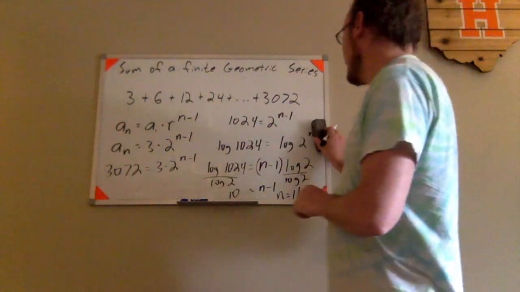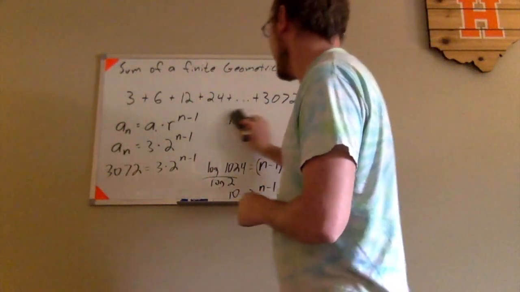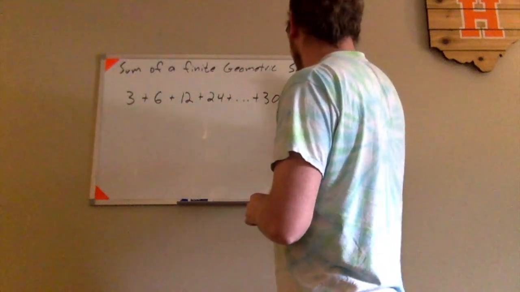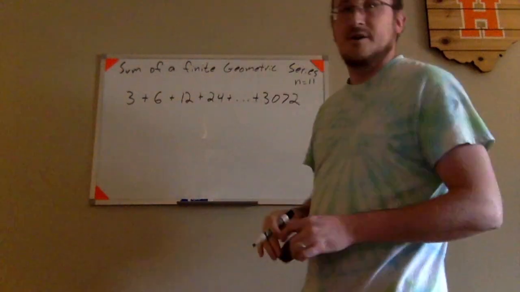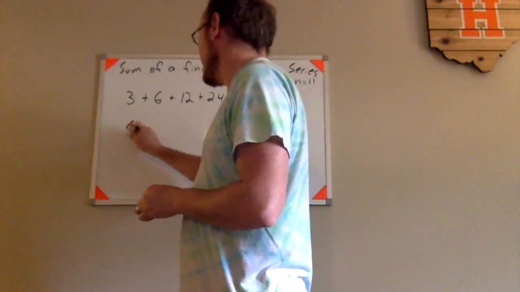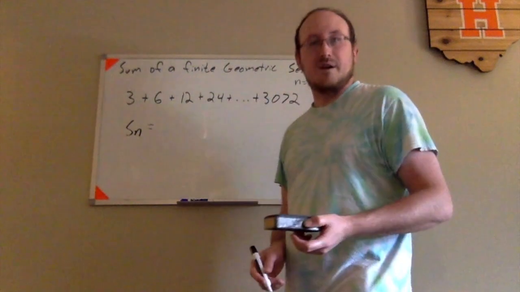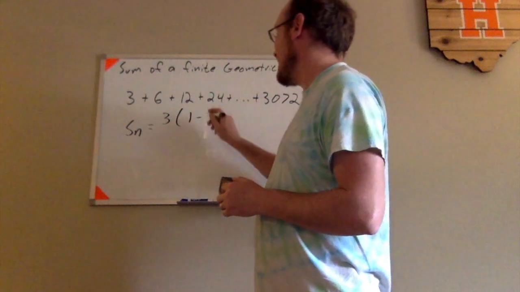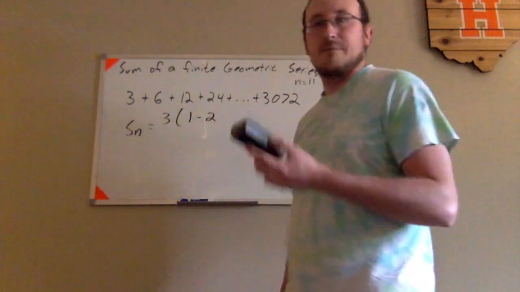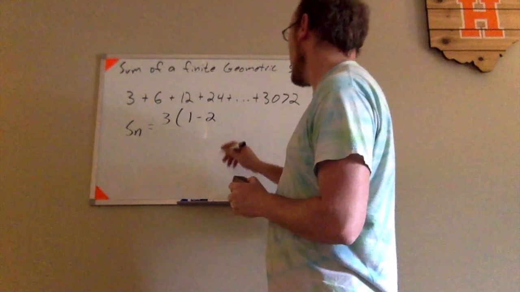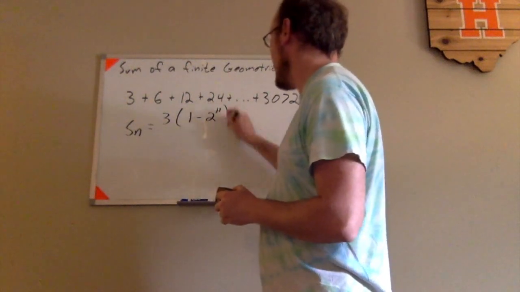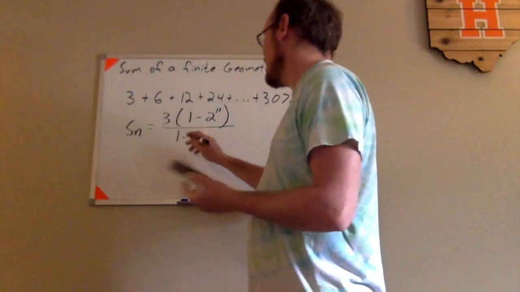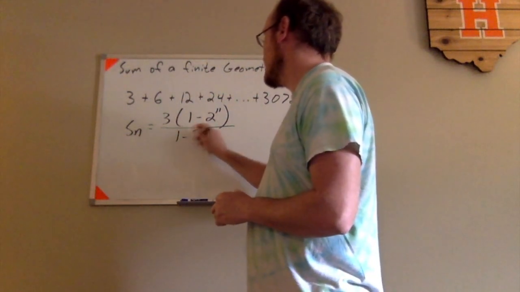So now that I know the value of n is 11, I can use my formula for the sum. So I'm going to make note that n is 11 for this right here. So my formula for the sum, S sub n, is equal to a sub 1, my first term, which is 3, times the quantity 1 minus r, where the common ratio r here was 2, to the n power, which we just said was the 11th power, all divided by 1 minus r. So I have 1 minus, again, r, that common ratio there is 2.